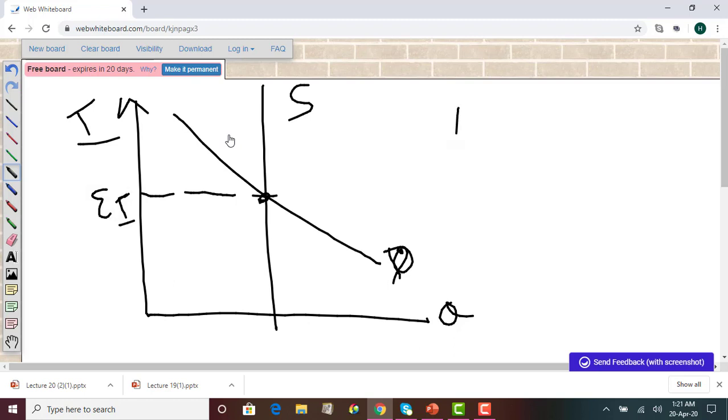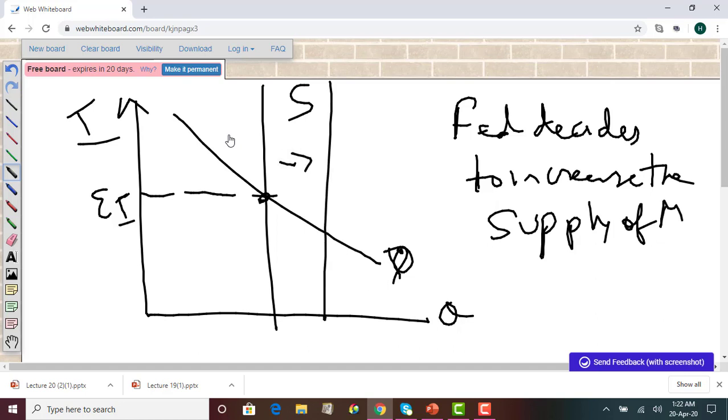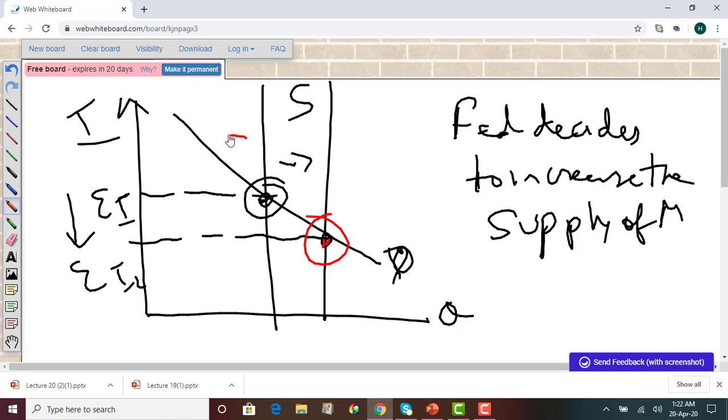Okay, now if the Fed decides to increase the supply of money, then the supply curve will shift to the right and your equilibrium interest rate will actually go down, right? Because now from here we are moving to this point. So if they increase the supply, the interest rate will go down. On the other hand, if they decrease the supply, it will shift to the left and your equilibrium interest rate will go up.